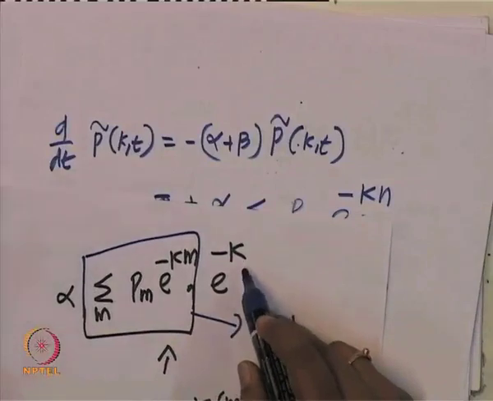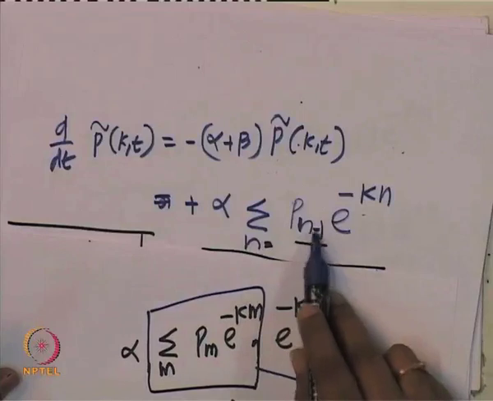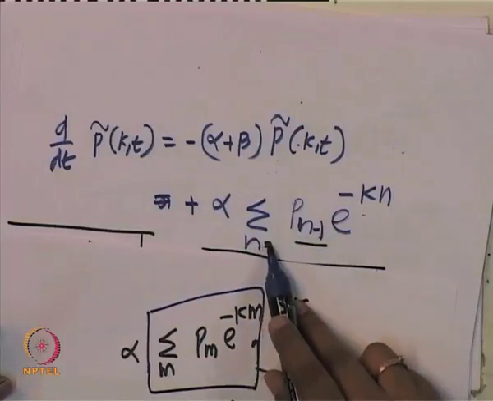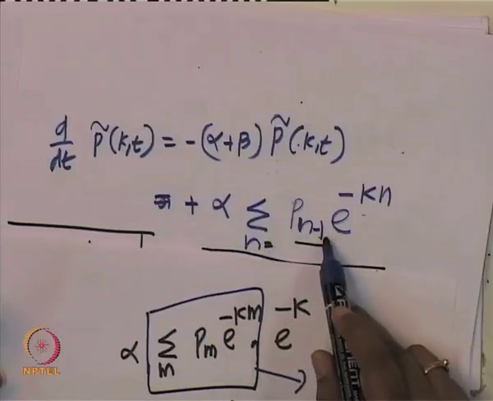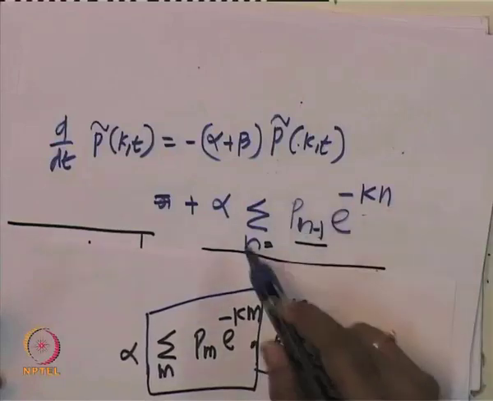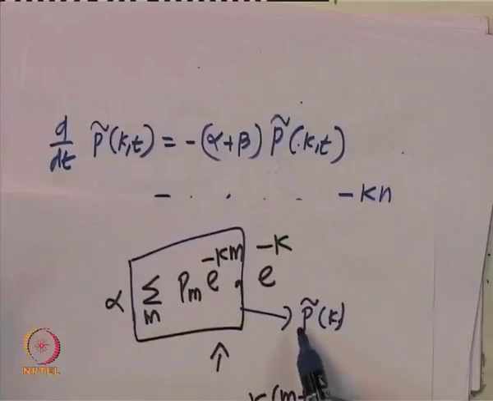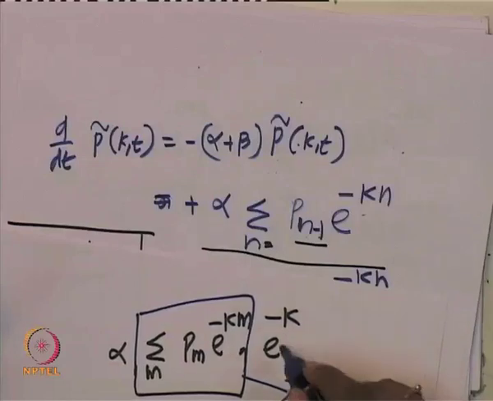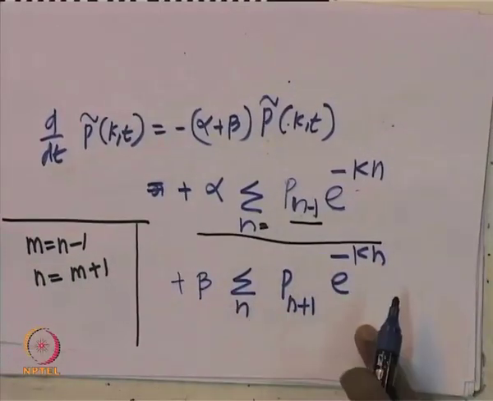If you do this trick of calling n minus 1 as m, since the limit does not change, it is infinity, and infinity plus 1 and infinity minus 1 do not change anything, this whole thing becomes p tilde of k e power minus k. So, similarly, I can also do a trick on this.